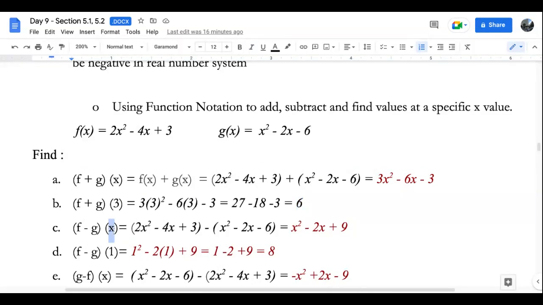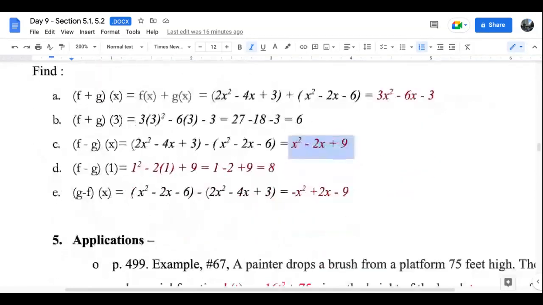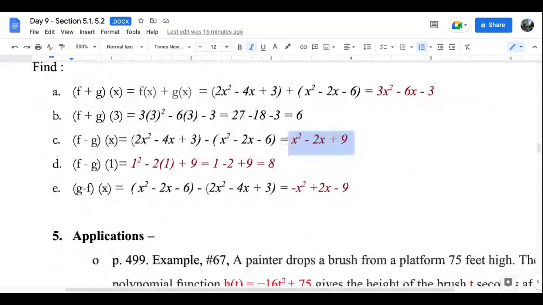We can also subtract. If we subtract, we also get a quadratic polynomial of degree 2. We can evaluate at any value, right? Get a function value. Or we can do g minus f, the other way around, the second one minus the first one. We still get a quadratic polynomial of degree 2. Anyone has any questions?